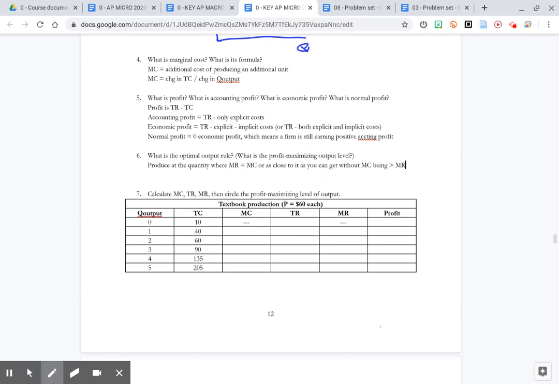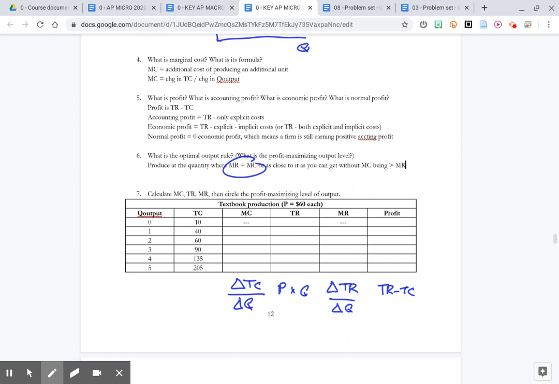The first thing is it says calculate MC, TR, and MR and circle the profit maximizing level of output. Right beneath this, it might be helpful to write out the definitions of these. Marginal cost is the change in total cost divided by the change in quantity. TR is price times quantity. MR is the change in total revenue divided by the change in quantity, and profit is TR minus TC. What we're going to find is that we can use the rule MR equals MC to figure out how much this firm should produce without having to calculate all the TCs, TRs, and profits.